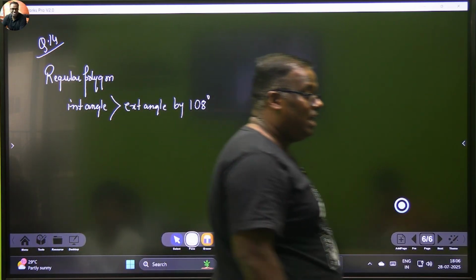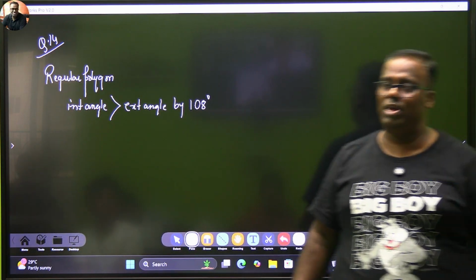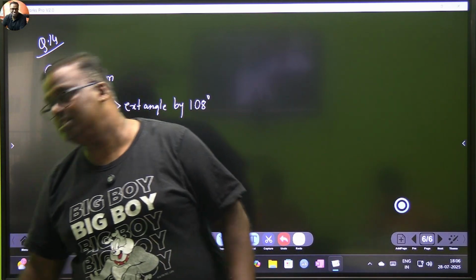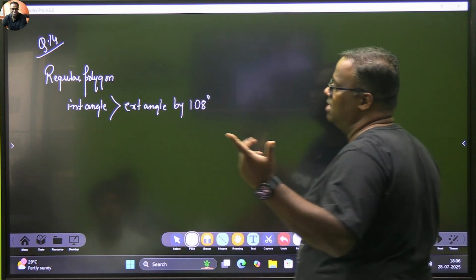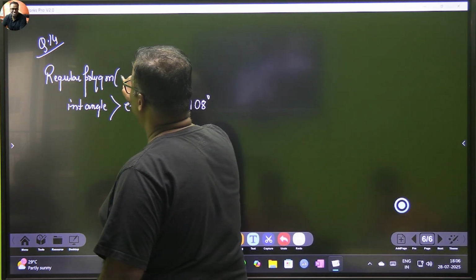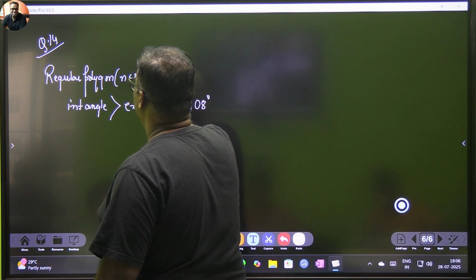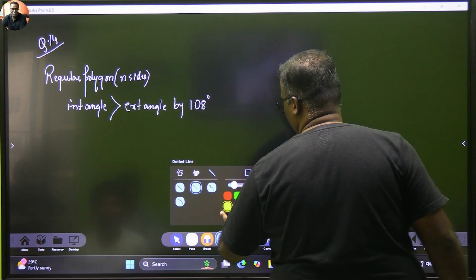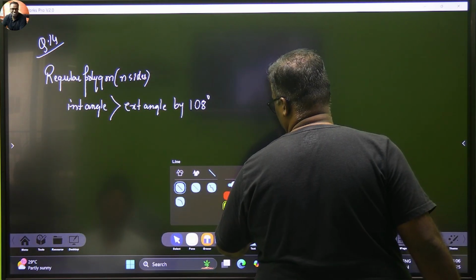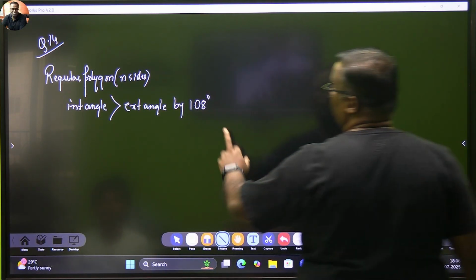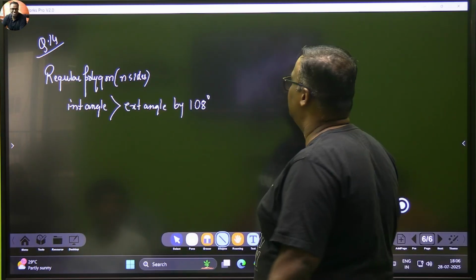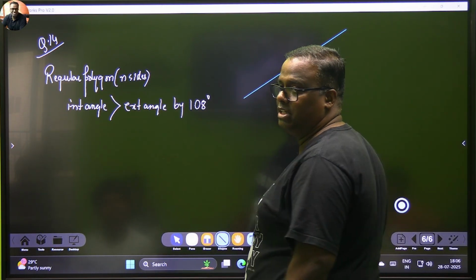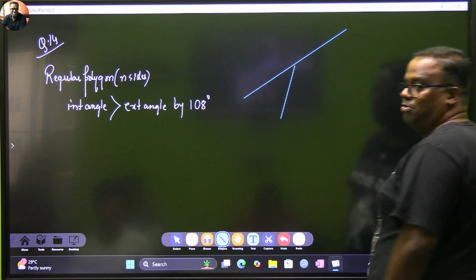The internal angle exceeds the external angle by 108 degrees. They're asking how many sides this has. Sides means we again need n. Since it is a regular polygon, we assume that this regular polygon has n sides, and that is what we have to find out. Now look at this beautiful question. The internal angle and external angle always form a linear pair combination.